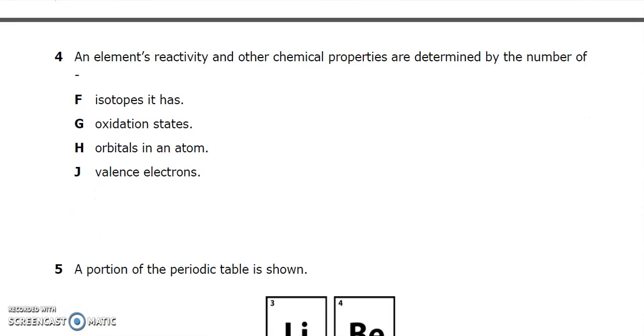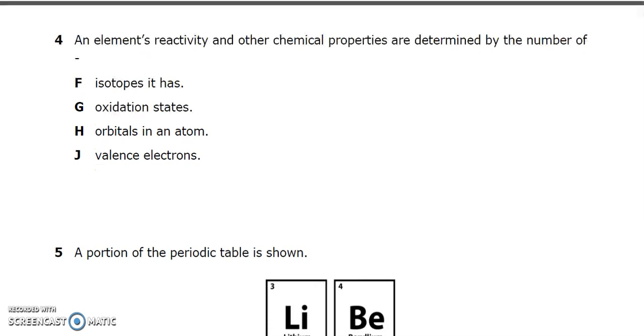Number 4. An element's reactivity and other chemical properties are determined by the number of F. Isotopes it has, G. Oxidation states, H. Orbitals in an atom, or J. Valence electrons.